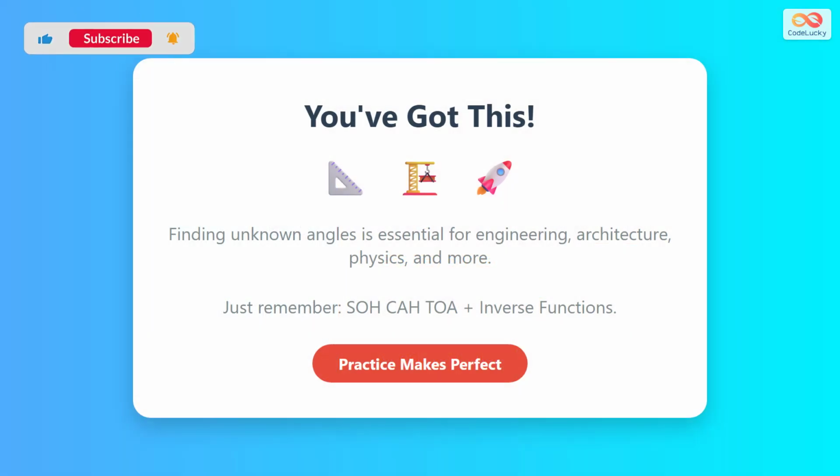You now possess the tools to crack open triangles and find their hidden angles. Whether you are building a ramp, designing a roof, or just solving a math problem, these inverse functions are your best friends. Keep practicing, and thanks for watching.